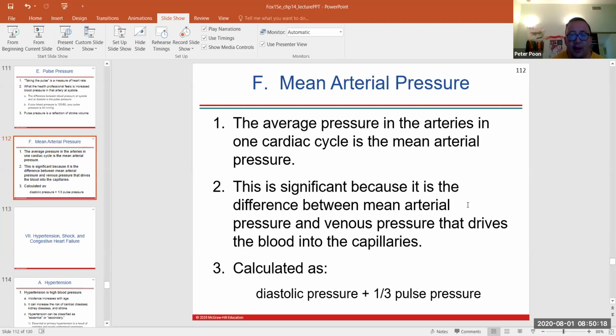I'm going to show you a different way of calculating this that makes more sense to me, but you can use that equation too. The way I think about the mean arterial pressure is the average pressure that's in the artery. Your artery is going to be either in systolic or diastolic. Systolic is going to be shorter, diastolic is going to be longer. So diastolic will take more time, and systolic will take less time.